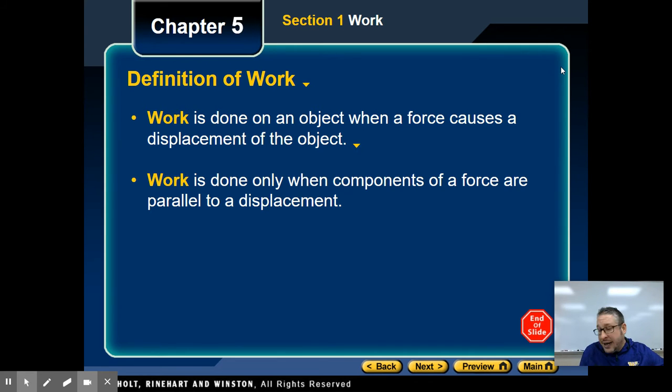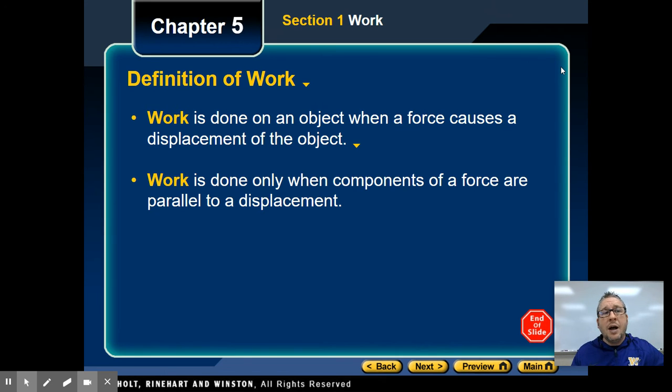I can attempt to push my desk where my computer is as hard as I can, and I feel like I'm doing work, right? I'm getting sweaty, I'm putting in a lot of effort. But if this desk does not budge because it is anchored to the floor, I'm not, scientifically speaking, doing any work. So I have to cause a displacement. Even the smallest bit of displacement constitutes work being done.